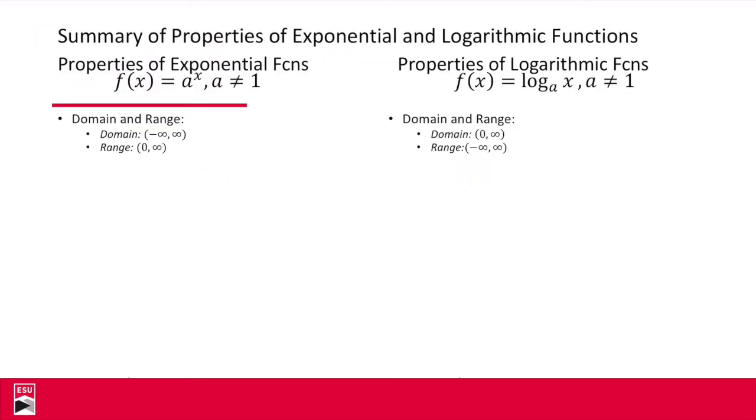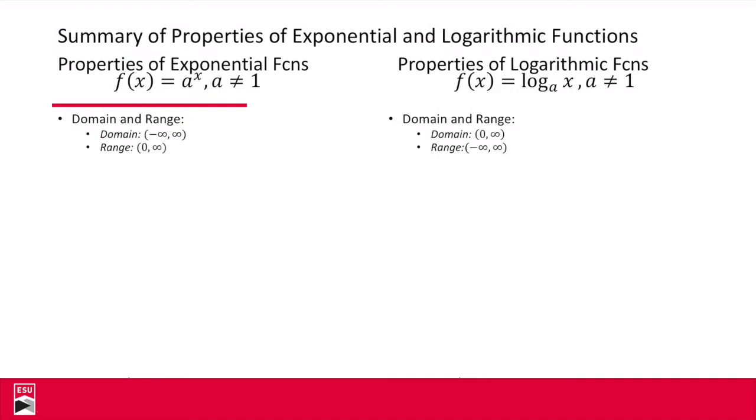So just for summarizing, on the left we have properties of exponential functions. Those are functions of the form a to the x, where a is some positive number not equal to 1. And on the right we have properties of logarithmic functions, and that's where we have log of some arbitrary base a, where a is not equal to 1. And that function, remember, undoes the exponent. It says what exponent must we raise a to get x.